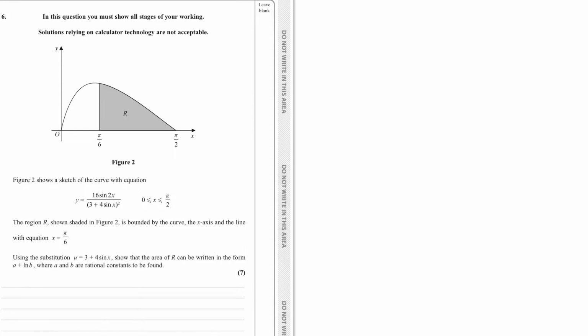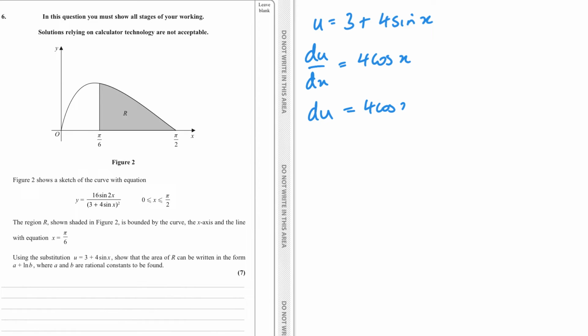So we're going to integrate but with a substitution. So we know that u equals 3 plus 4 sine x. du by dx is going to be, well, 3 is going to disappear and sine is going to differentiate to cos. So du equals 4 cos x dx.